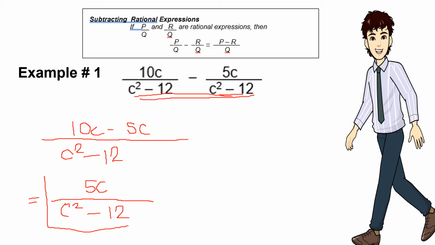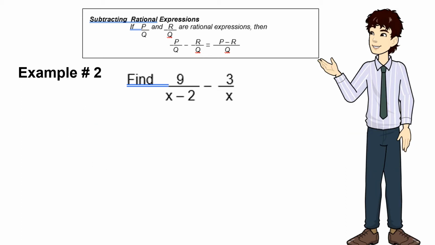So, hindi na natin kailangan i-factor yung ating denominator kasi nga, ang ating numerator naman ay one term only. So, walang chance na magkaroon ng factor ang denominator natin na c squared minus 12 equal to our numerator 5c. Kaya hindi na natin ipapactor si c squared minus 12. So, understood. Ito na yung answer natin.